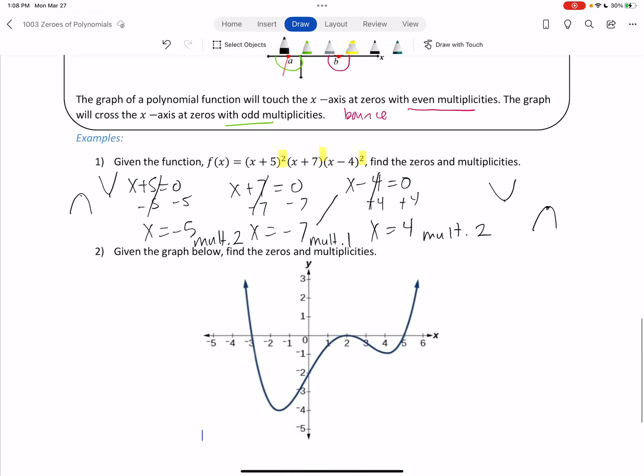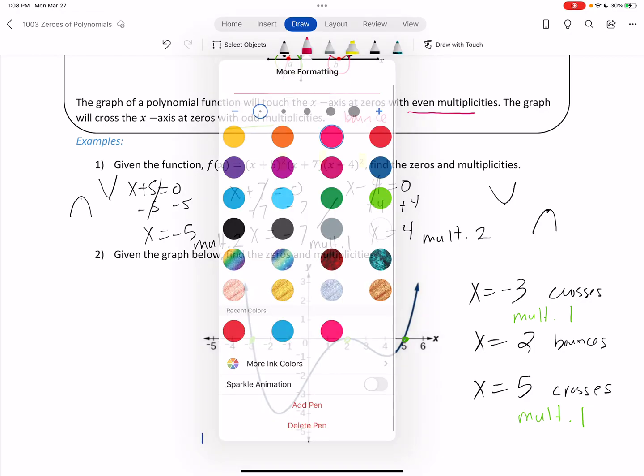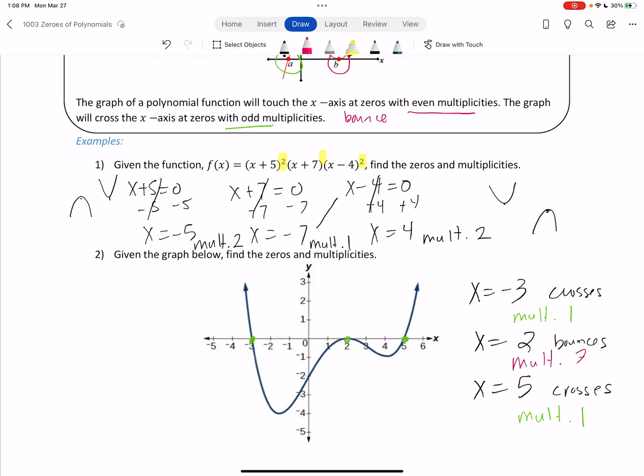Given the graph below, find the zeros and the multiplicities. Okay, zeros are x-intercepts, so I see it crosses or touches the x-axis in 3 places. So x equals negative 3, x equals 2, and x equals 5. At negative 3, it crosses. At 2, it bounces, or touches and turns around. And at 5, it crosses. Remember from up here, when it crosses, it has an odd multiplicity. So I'm going to say that these two are multiplicity 1, the lowest odd number we can think of. When it bounces, it has an even multiplicity. So the one at x equals 2 is going to have an even multiplicity, and I'm just going to pick the lowest one, multiplicity 2.